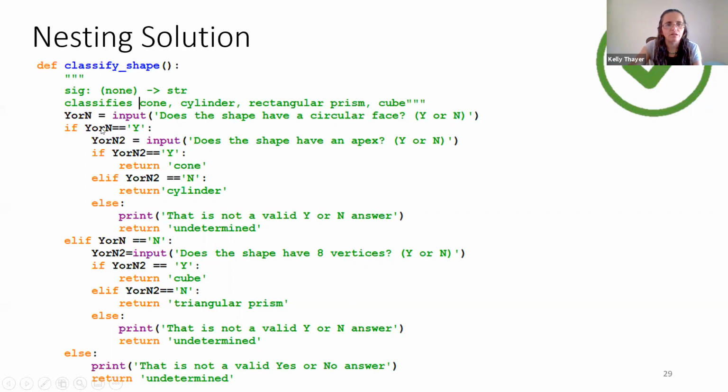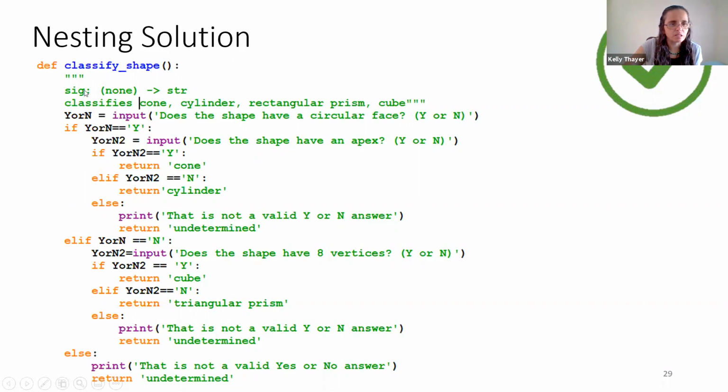If yes_or_no is equal to y for yes, then it should ask the second question, does the shape have an apex? Yes or no, and then depending on the answer to those questions, we're having some evaluations. We can return cone or cylinder. Otherwise, this is catching what would happen if somebody accidentally typed something besides y or n, and it's going to return undetermined.